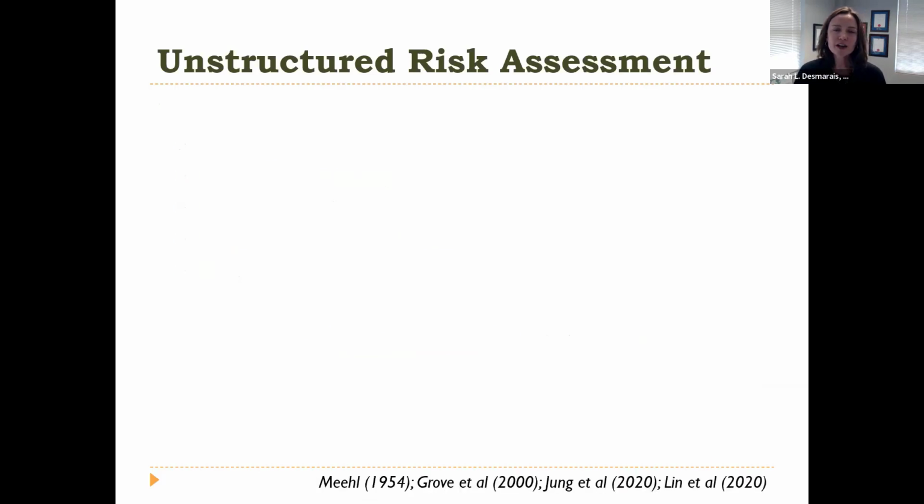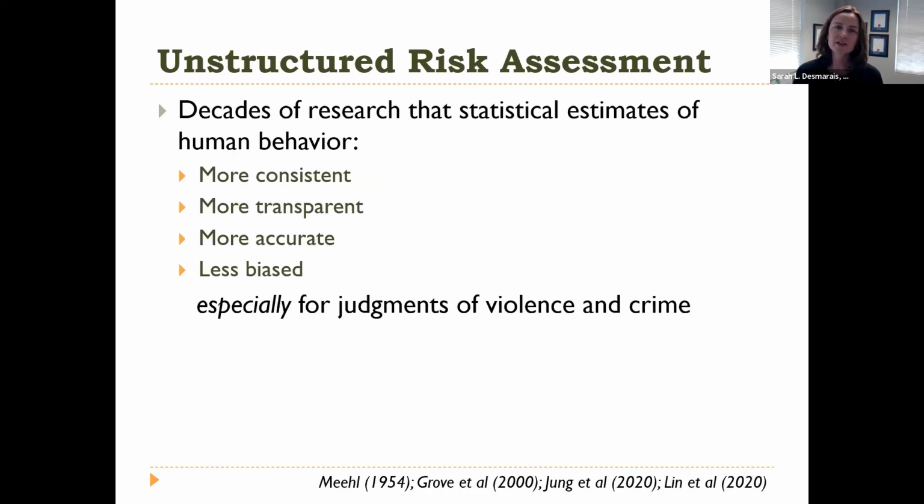So I'd like to give this background because we have decades of research that now shows, and truly decades, starting in the 50s on, that statistical estimates of human behavior. And I'm not saying that this is complicated machine learning or algorithms or AI or whatever you hear about in the news, but just basic statistics are better able to provide more consistent assessments of risk in terms of violence and crime, more transparent decisions because we know what factors are going into those models. They are more accurate, and they are also less biased because they're using the same information across people.